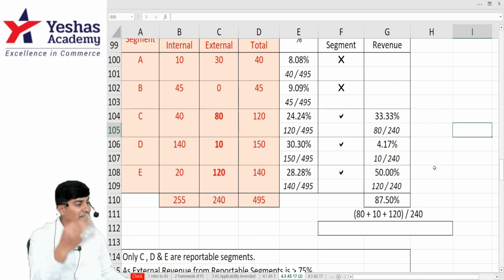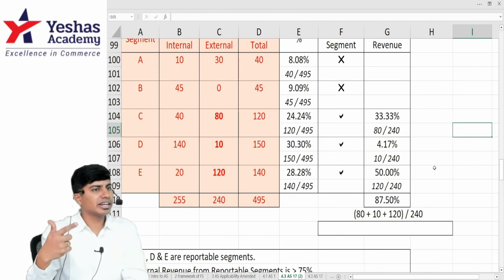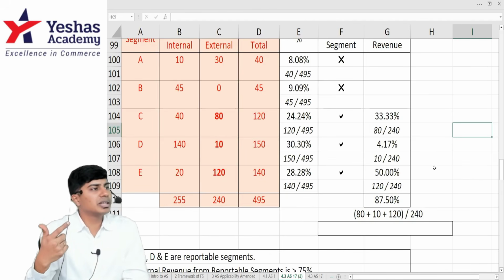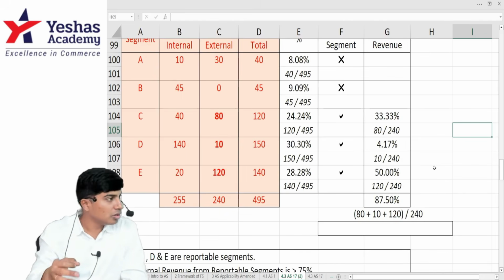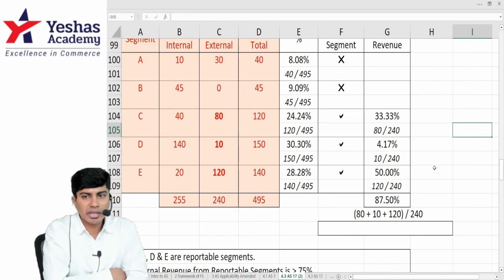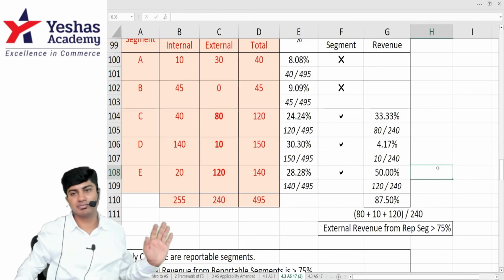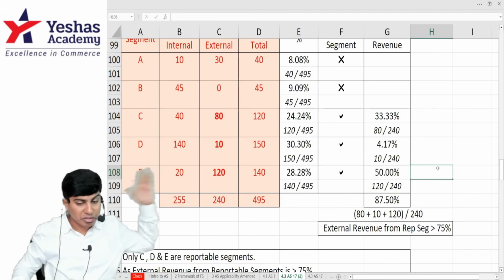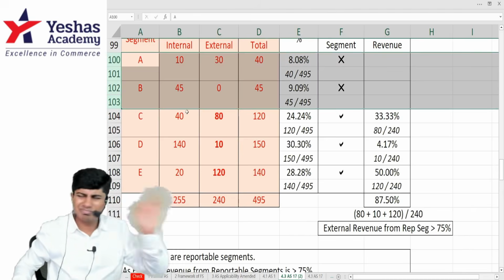So can I say 87.5% of the external revenue comes from reportable segments? I'll repeat the statement. I want everyone to listen. 87.5% of external revenue comes from reportable segments. Am I right in the statement? Then that 75% criteria is fulfilled. It should be more than 75. How much is it? 87. Should I identify among A and B any segment as reportable?